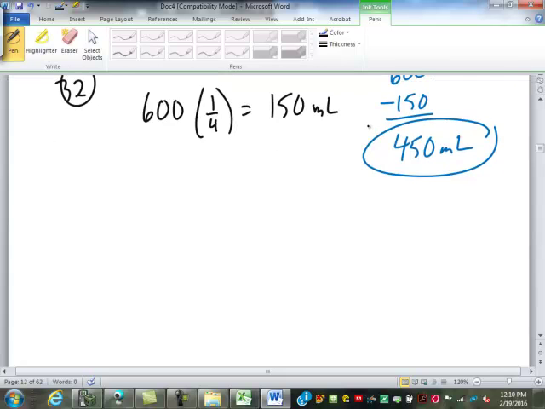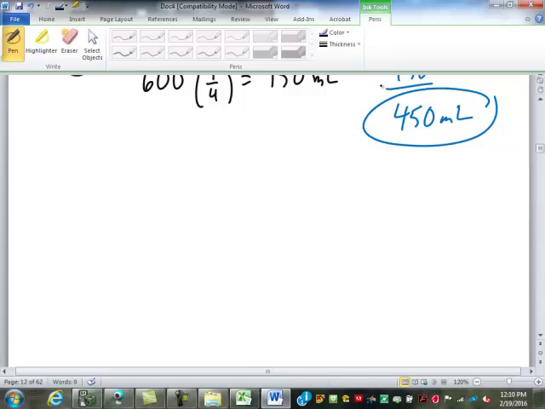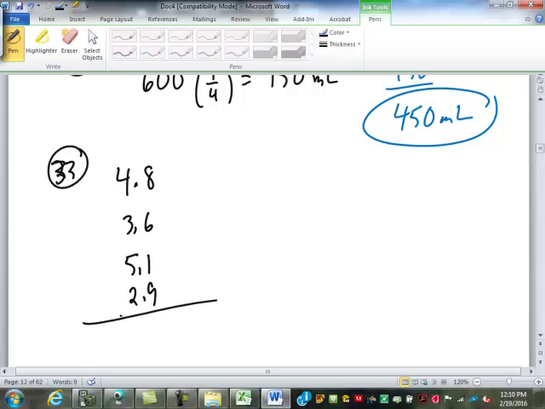33, physician orders a patient to have no more than 20 milligrams of medication in one day, has received dosages of 4.8, 3.6, 5.1, and 2.9. That adds up to 16.4. How much more medication can the patient be allowed? Well, no more than 20. So 20 minus 16.4 is 3.6 milligrams.